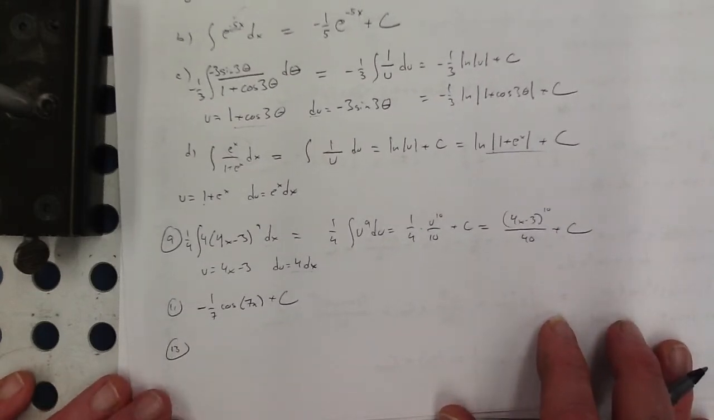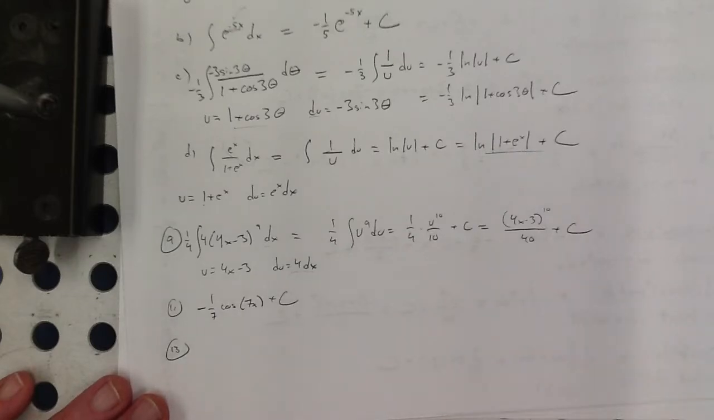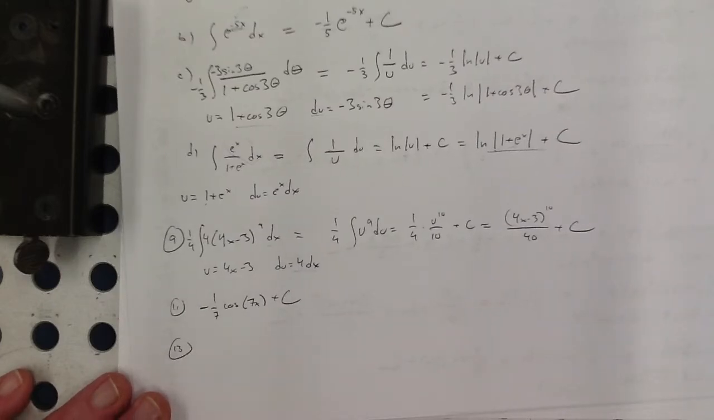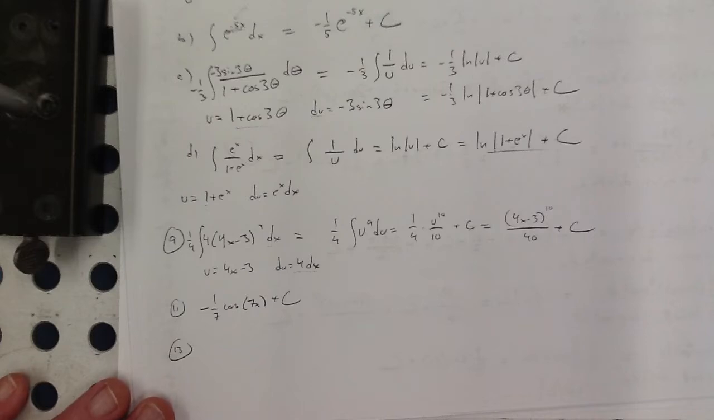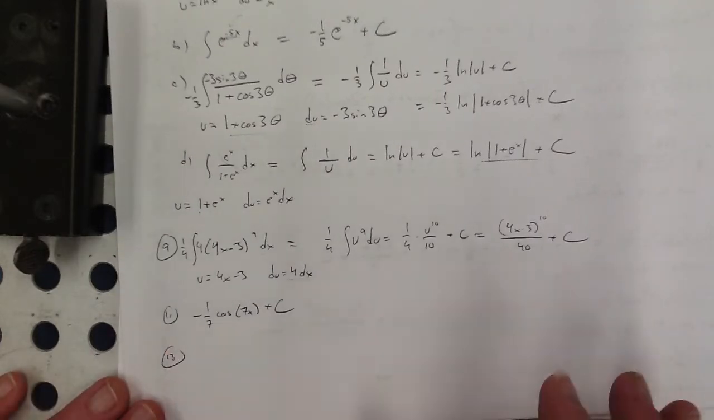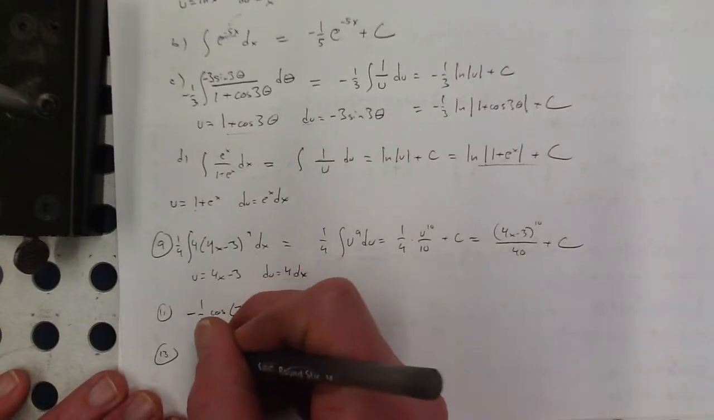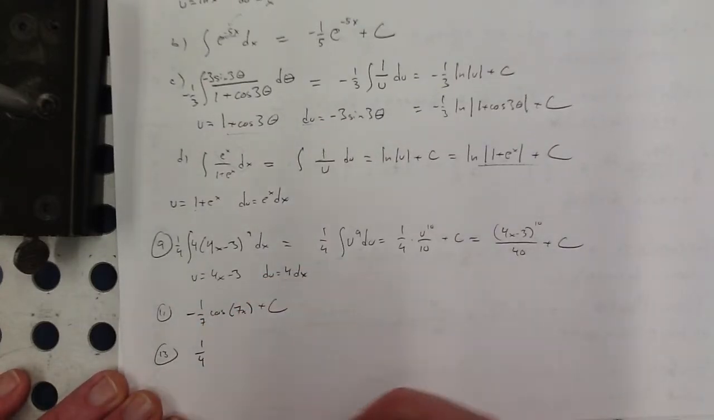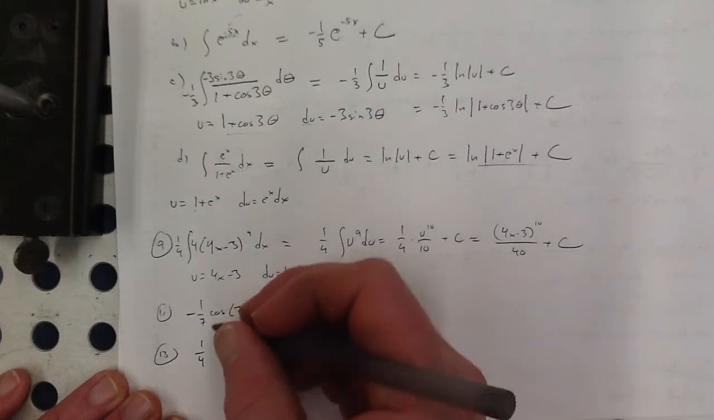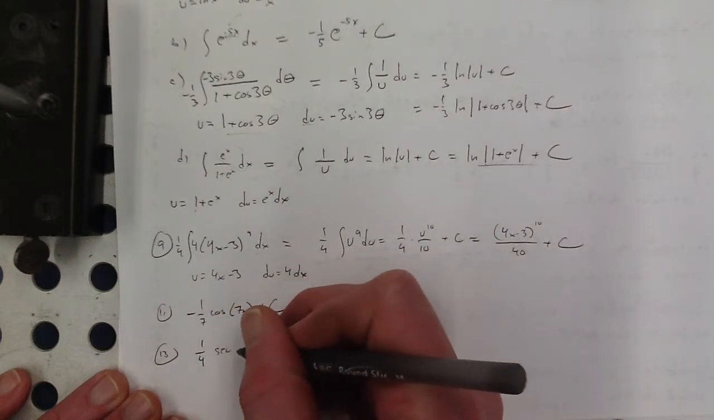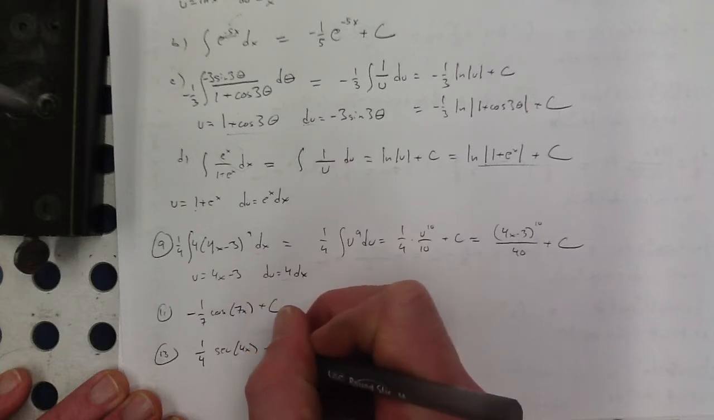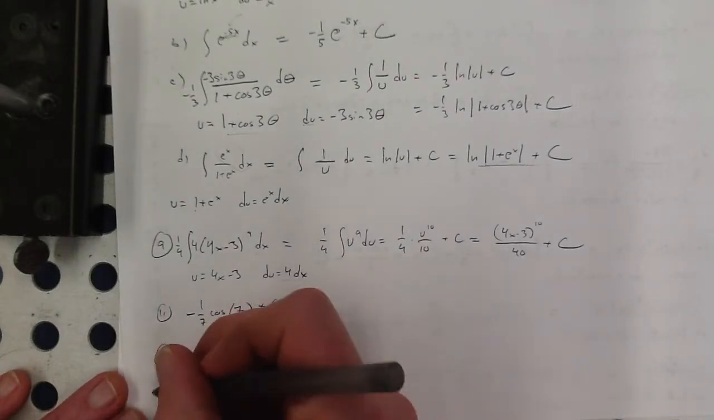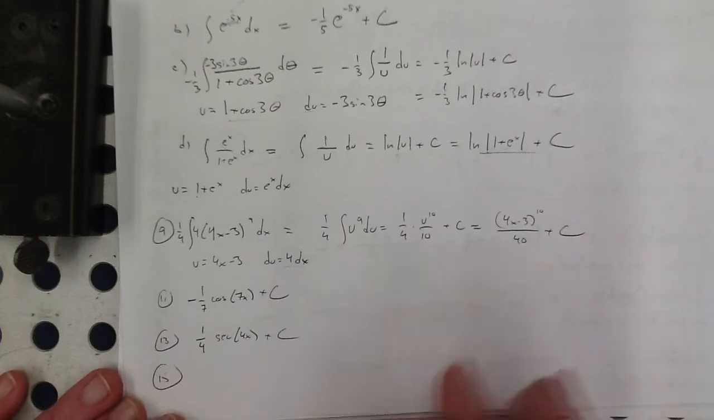Same thing with 13. I've got secant 4x tangent 4x. Now, if it was just secant x tangent x, the antiderivative of that is secant x. And the only thing different is that it's 4x on the inside. Those are linear factors of x. So all I have to do is, instead of multiplying by the derivative of what's inside, we're going backwards, so we divide by the derivative of what's inside. Take the derivative of that, just to check.